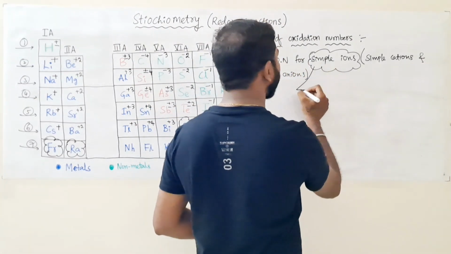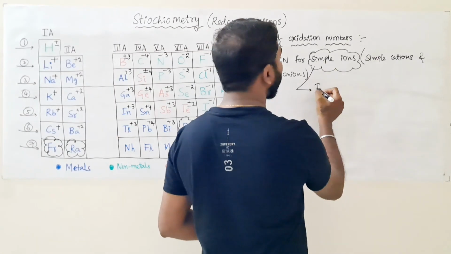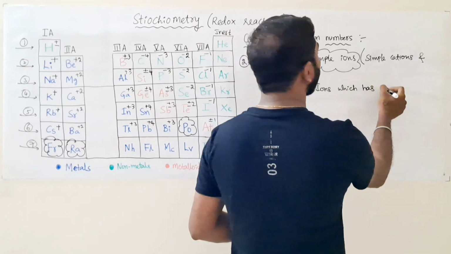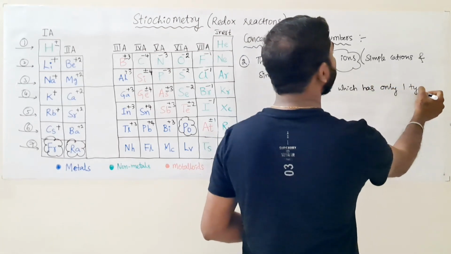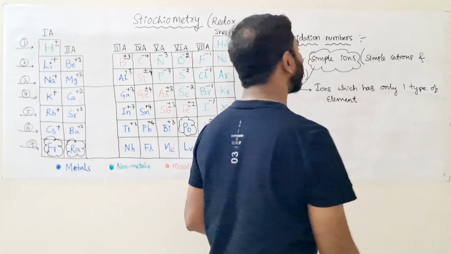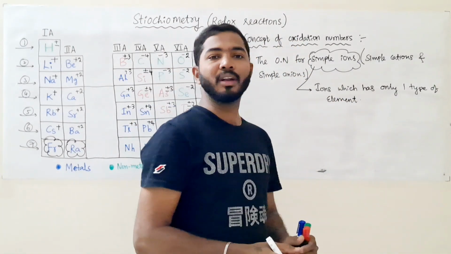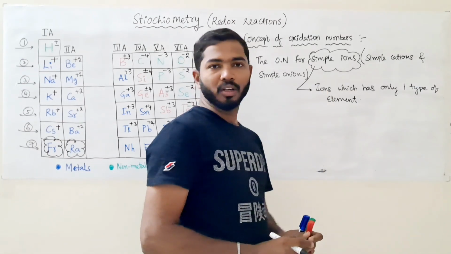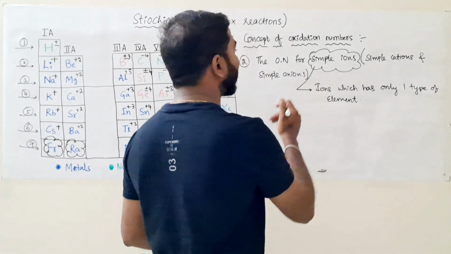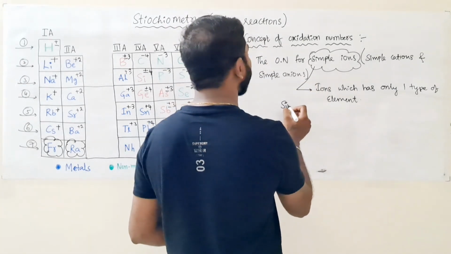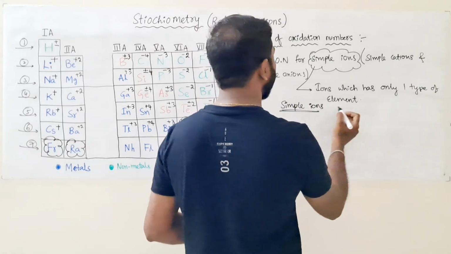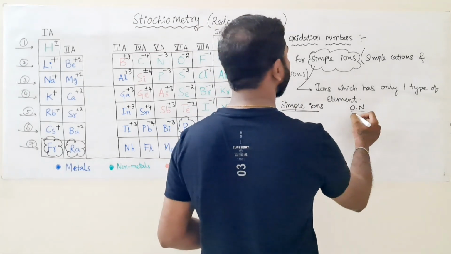Okay, so let me just give you the definition here. Ions which have only one type of element. Yes. So ions which have only one type of element are called simple ions. It could be a cation, it could be an anion, so we can call them simple ions. So let me just give you here, simple ions and their oxidation numbers.